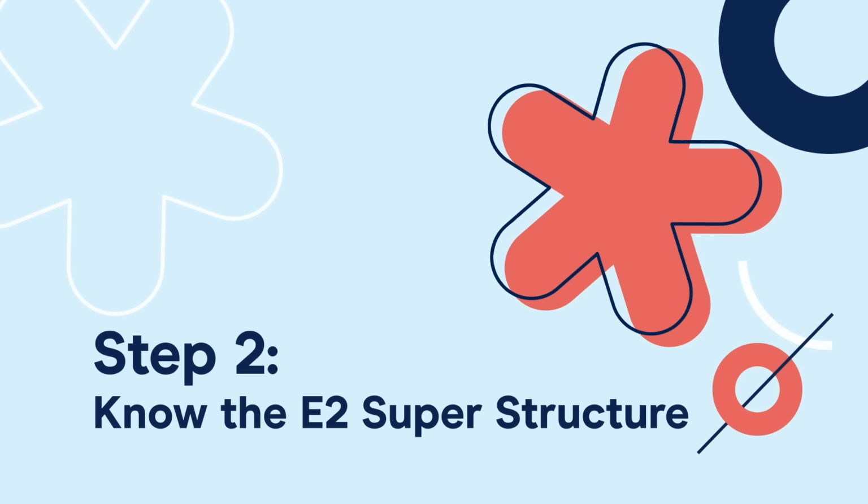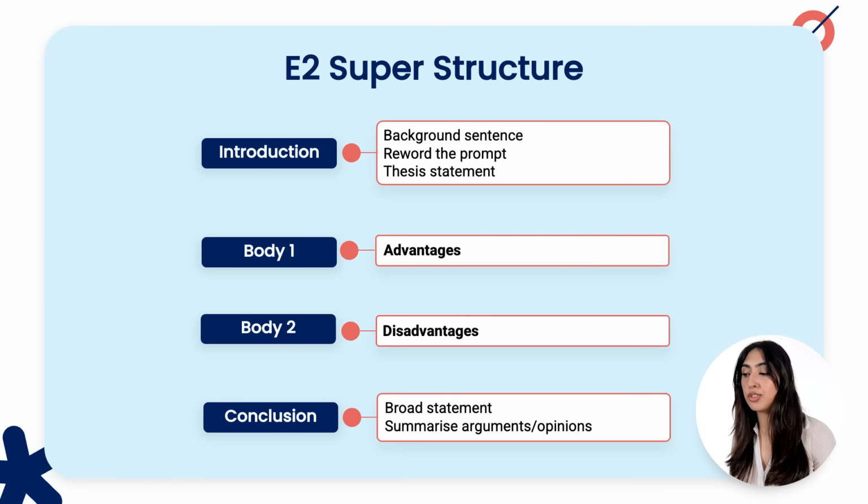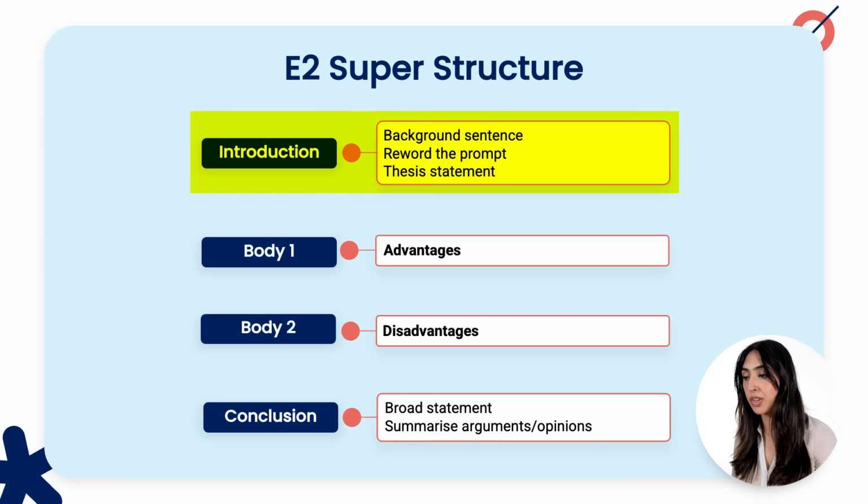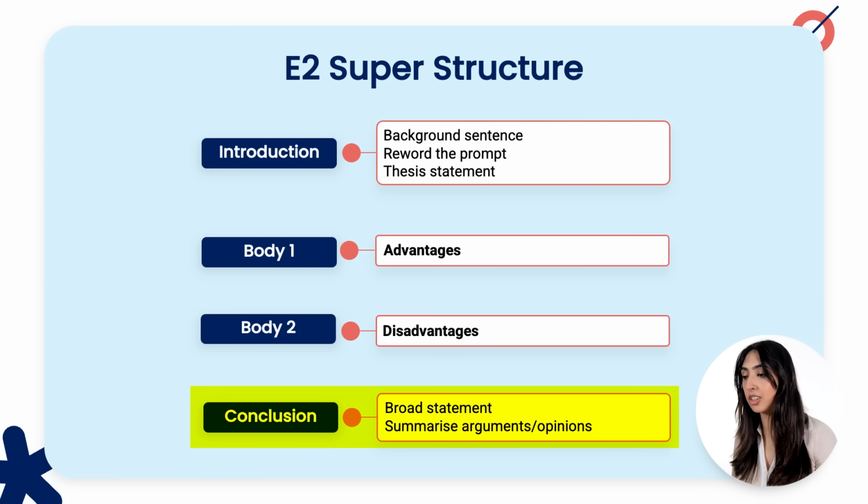Step 2. Know the E2 superstructure. When writing your essay, it's important to follow a structure that includes the appropriate number and types of paragraphs. Using the E2 superstructure can help you with this. The E2 superstructure follows a 4-paragraph structure, which includes an introduction, 2 body paragraphs, and a conclusion.